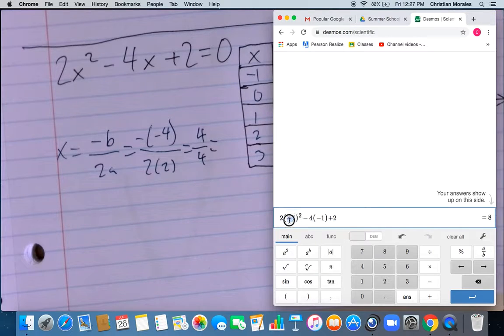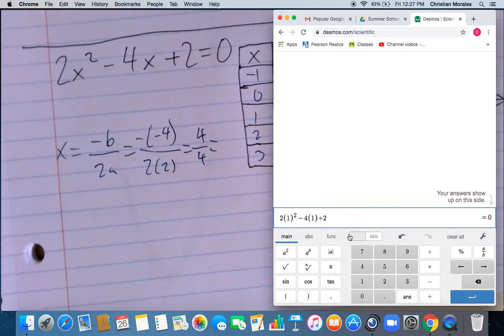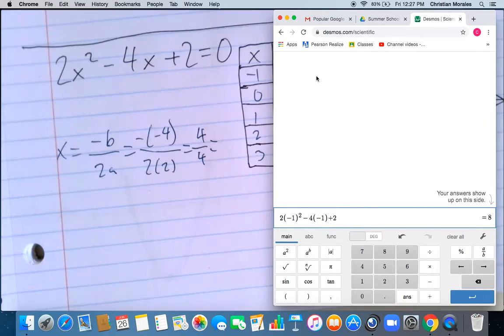And let's start with the middle number. Let's start with a 1. What happens when I plug in 1? Oh, I get 0. Okay, what happens if I plug in 0? Remember, what's going to be left? The last number, 2. And then let's plug in a negative 1. Eight.